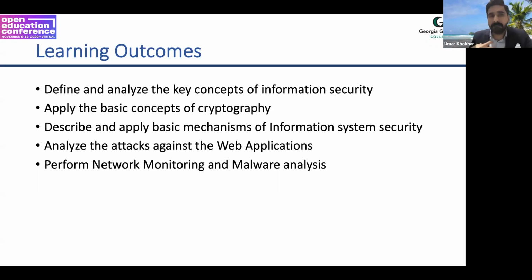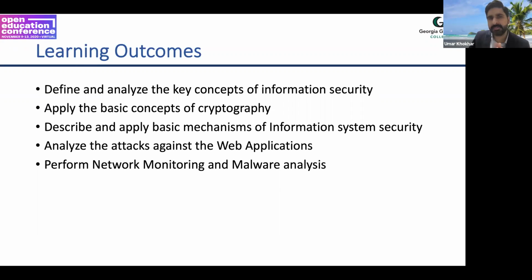The third is to apply the basic mechanisms of information system security, like a typical model of a cyber attack. For example, starting with reconnaissance, how reconnaissance can be performed and executed. After reconnaissance, how attackers, or how we, can find vulnerabilities. What are the common vulnerabilities? Students should be able to understand that. How those vulnerabilities can be exploited, how attackers can exploit them, and finally how we can avoid those vulnerabilities. This is the third learning outcome of this course.